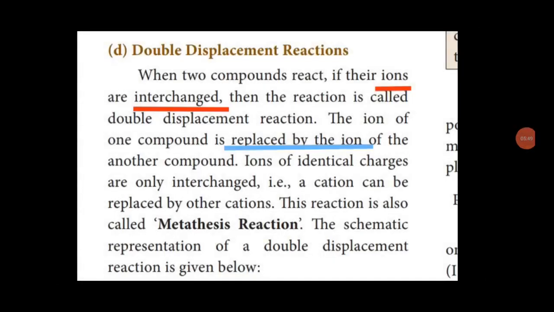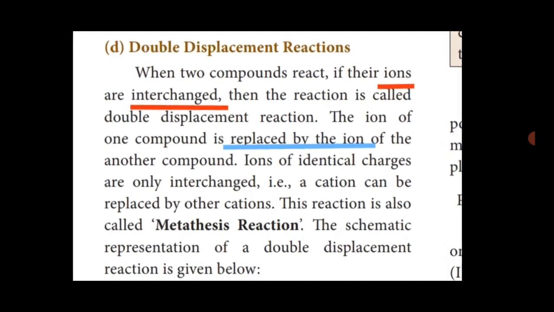Let's see the fourth type of reaction, double displacement reaction. When two compounds react, if their ions are interchanged, then the reaction is called double displacement reaction. Displacement occurs two times, so it is called double displacement reaction. When two reactant compounds contain ions and the two ions are interchanged, the reaction is called double displacement reaction.